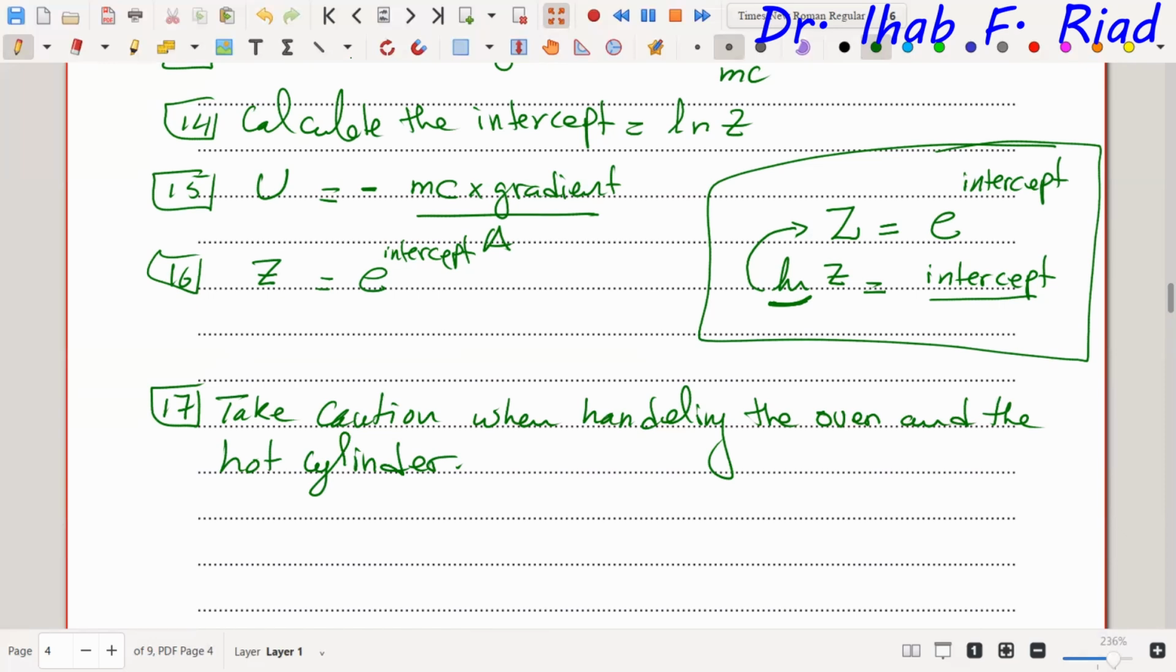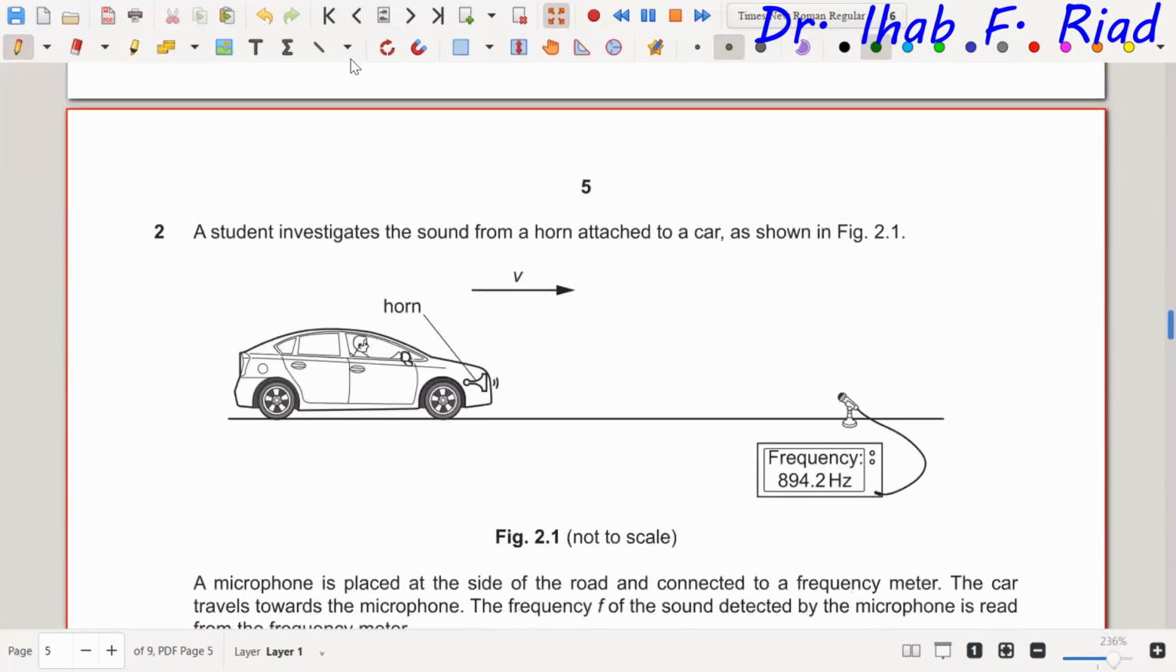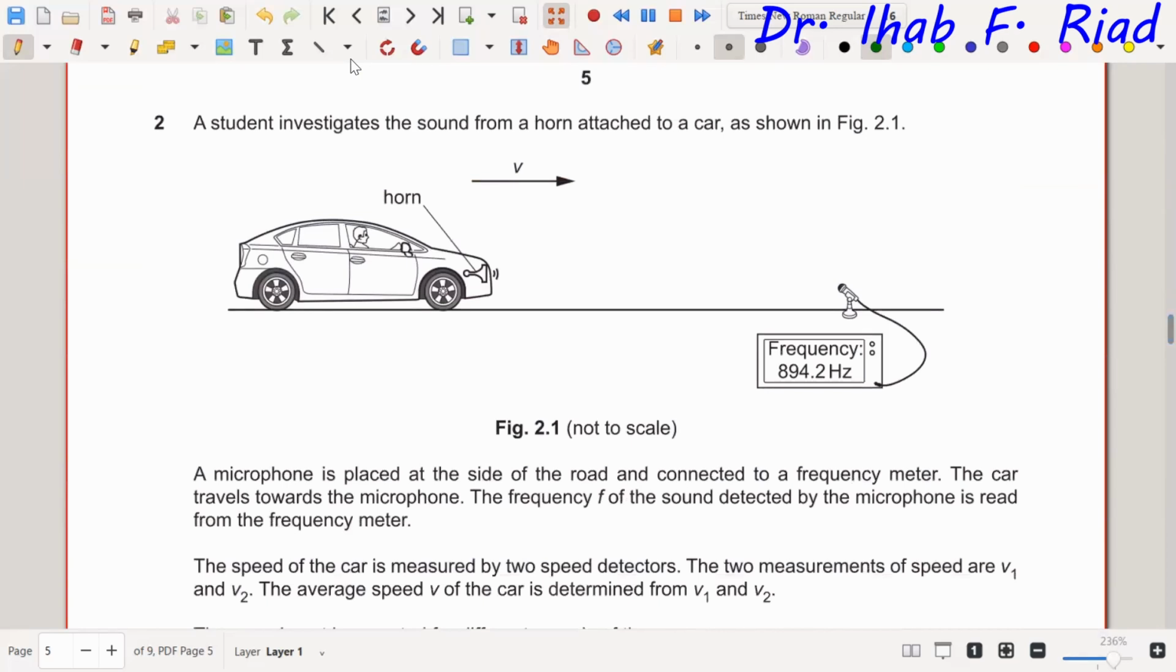Okay. So let us proceed to question number 2. It tells us a student investigates the sound from a horn attached to a car, as shown. So we got a horn in a car, and we use an instrument to measure the frequency.